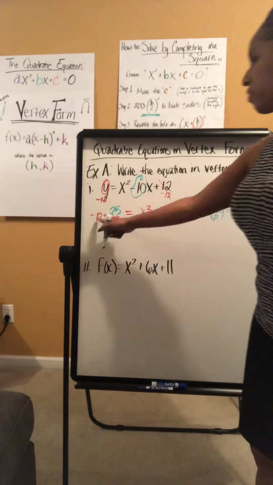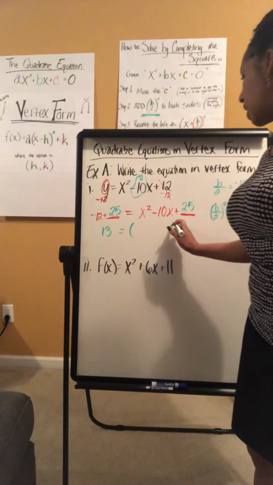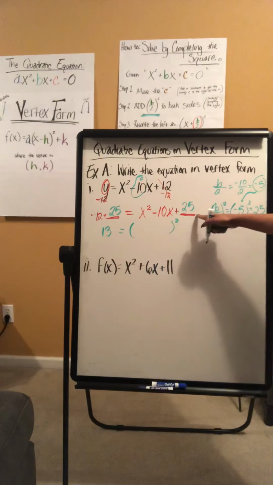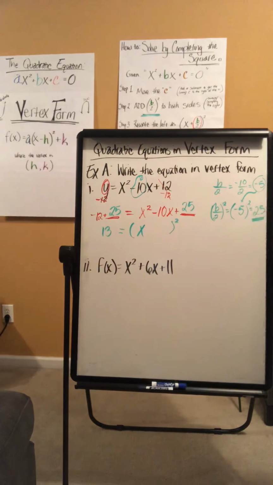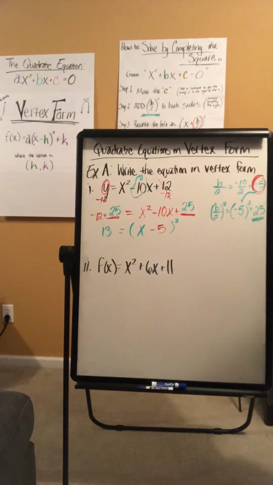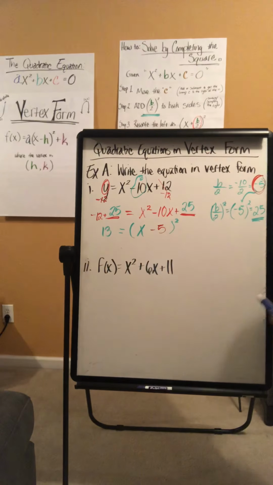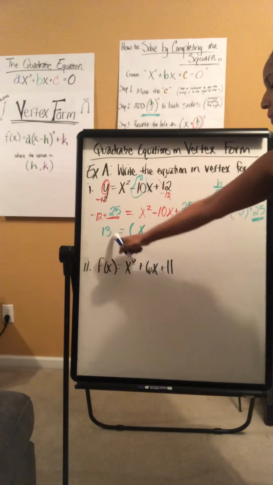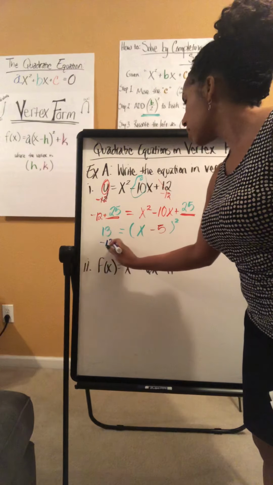All right, negative 12 plus 25 gives me 13 equals, and then I rewrote this trinomial as a perfect square binomial. Right, I always had the x, and then whatever my b over 2 was went in here, so it's a minus 5. Now, if you look up there, the vertex form has this (x minus 5) squared. The only difference is this number is supposed to be on the other side. So lastly, I would just take the 13 away.